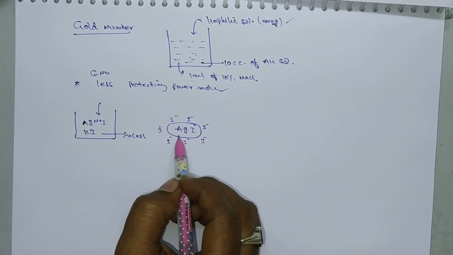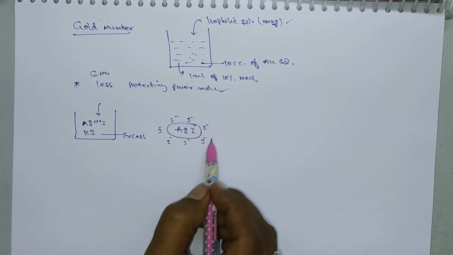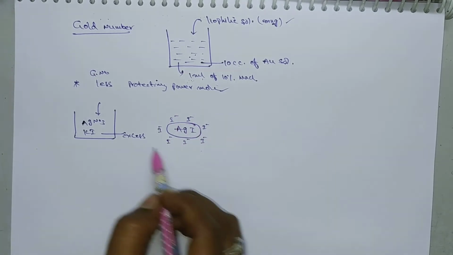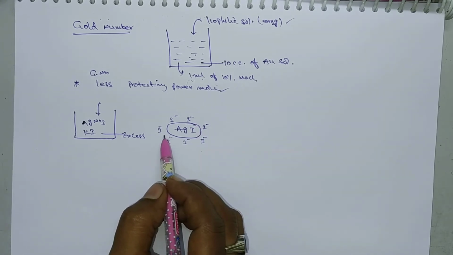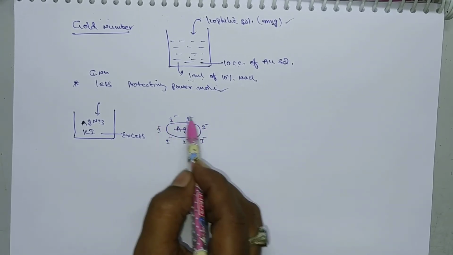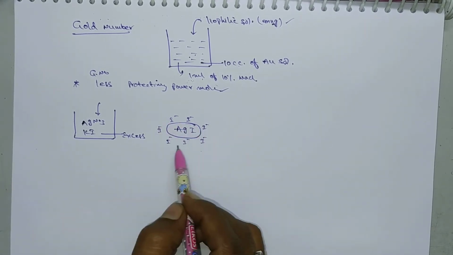So here this silver iodide will be adsorbed by negatively charged species. So here it creates some negative sphere. This negative sphere is called the fixed layer. So on the dispersed phase particle there is a negative sphere. The ions of negative charge will be adsorbed, that's why it is called negative sphere.